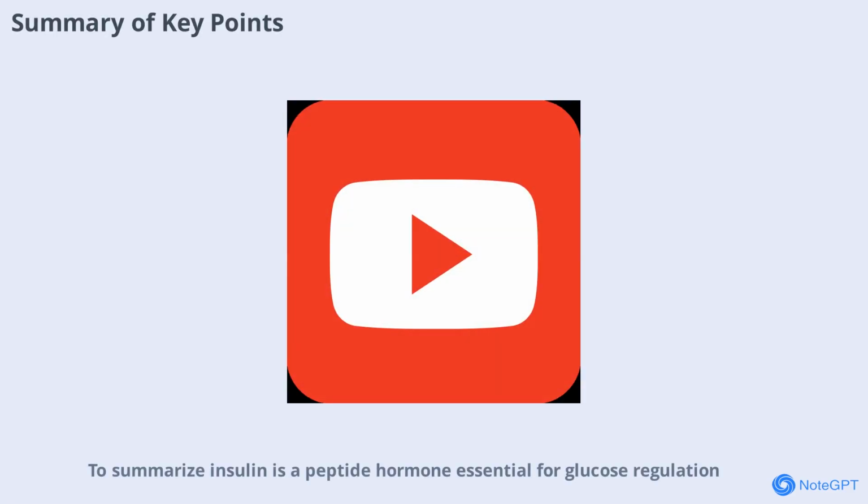To summarize: insulin is a peptide hormone essential for glucose regulation. It is produced by pancreatic beta cells and acts through complex signaling pathways to control metabolism. Various insulin types and analogs allow for tailored therapy in different forms of diabetes. Understanding insulin's structure, mechanism, and clinical use is crucial for effective diabetes management.